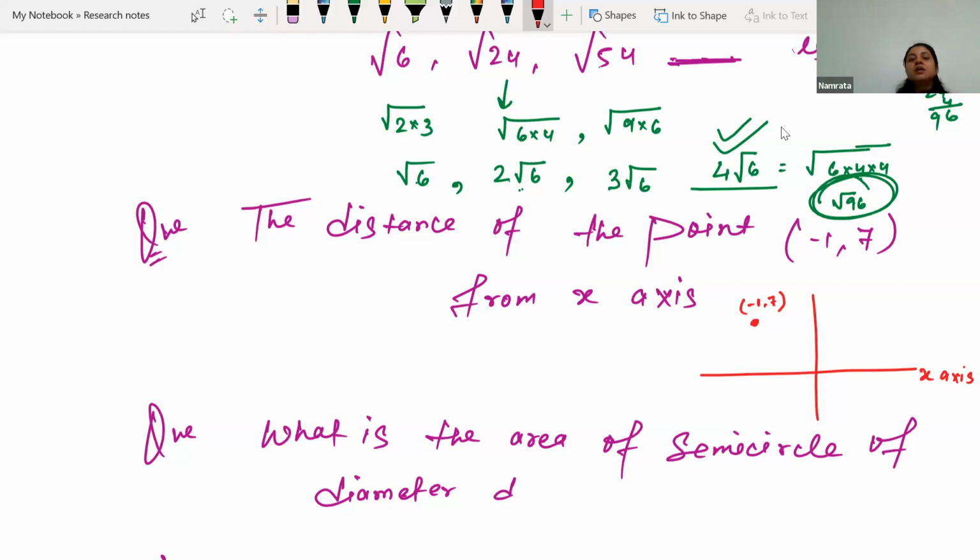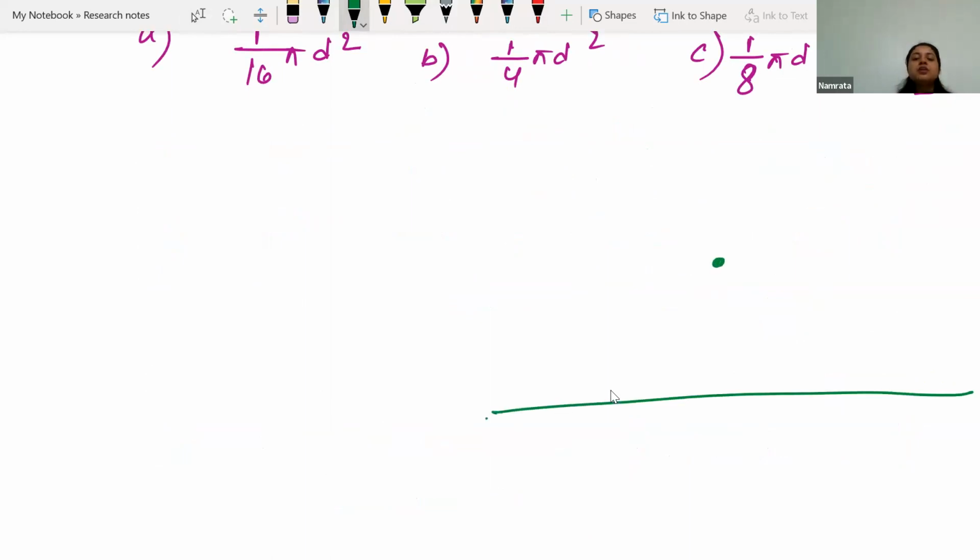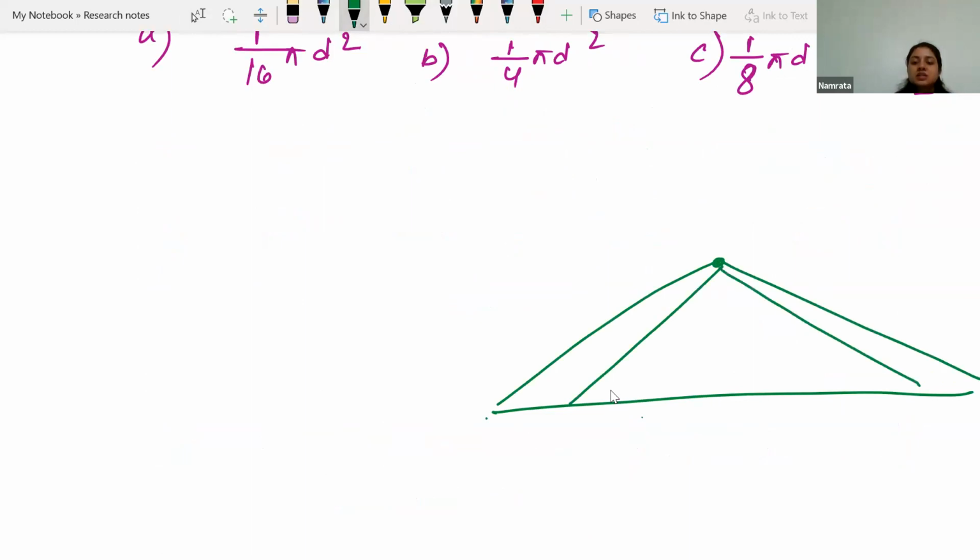Distance means what? Whenever we are talking about distance, I believe we discussed this in class 9. If there is a point and we have a line, and you want to find the distance of the point from the line, this can be the distance, this can be the distance, and so on. Whenever we are talking about the distance, we will always take the perpendicular distance. Why? Because that is the bare minimum distance.